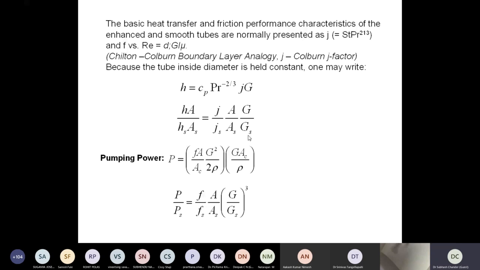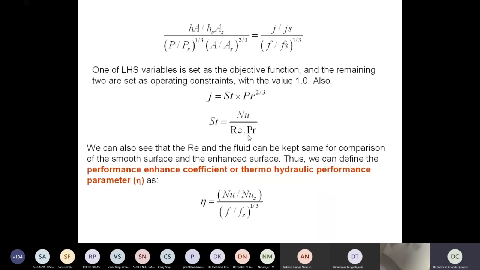So if you eliminate the G terms from these two equations, h A upon h_s A_s and P upon P_s, it will come out to be like this. So it will be hA upon h_s A_s, and this ratio is equal to this, right? The top one, we have seen, is the enhancement ratio. This is what we said in the beginning: if this is greater than 1, we are sure that some benefit we are going to get out of whatever alteration we are proposing for that particular application, right?